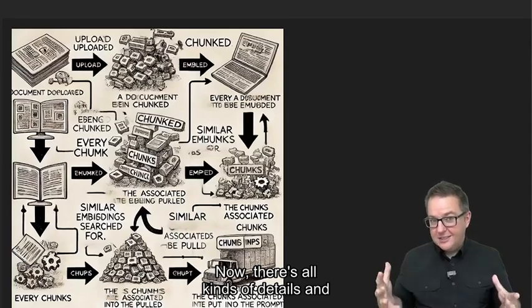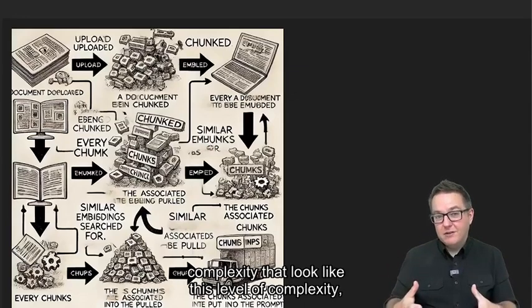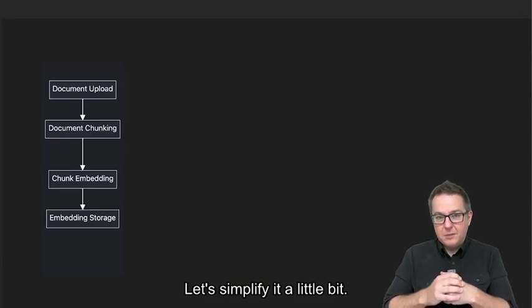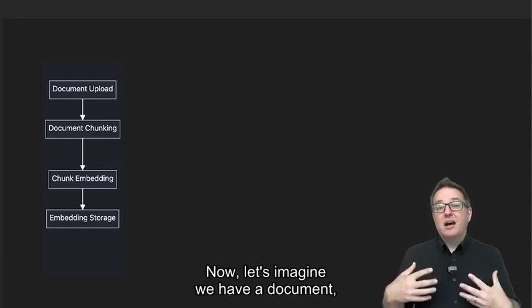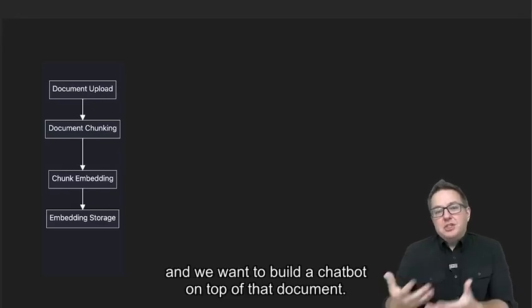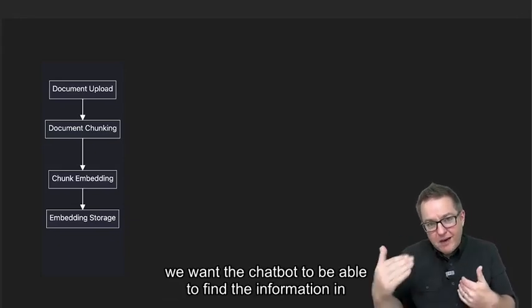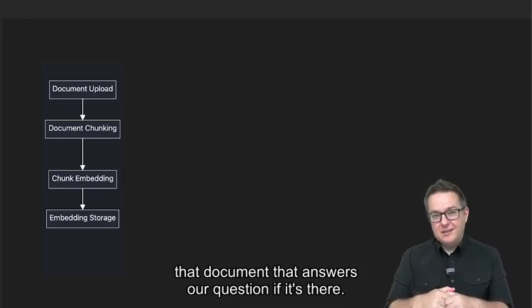Now, there's all kinds of details and complexity that look like this level of complexity, but we don't need to go into it in that level of detail. So let's simplify it a little bit. Let's imagine we have a document and we want to build a chat bot on top of that document. And when we ask questions, we want the chat bot to be able to find the information in that document that answers our question, if it's there.